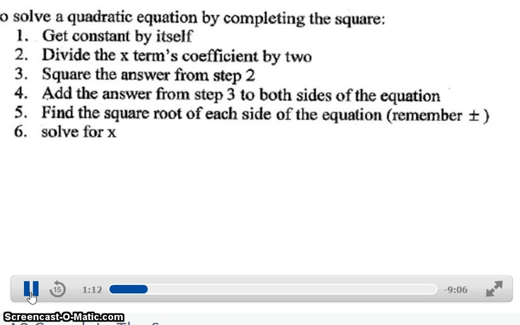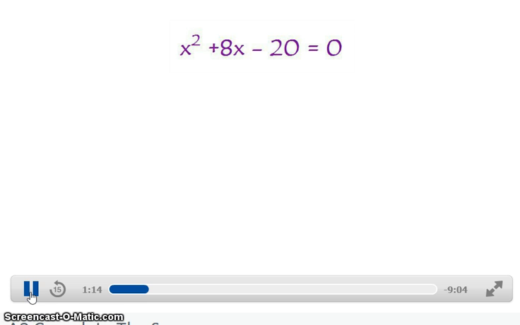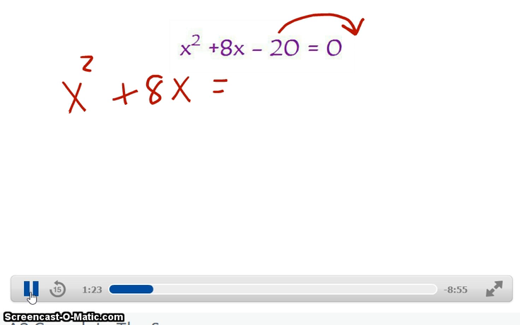So let's look at one. You have to start by getting the constant by itself. So we're going to move this, and we're going to have x squared plus 8x equals 20. You're going to take the number in front of x. In this case, it was 8. You're going to divide it by 2. It's always divided by 2.